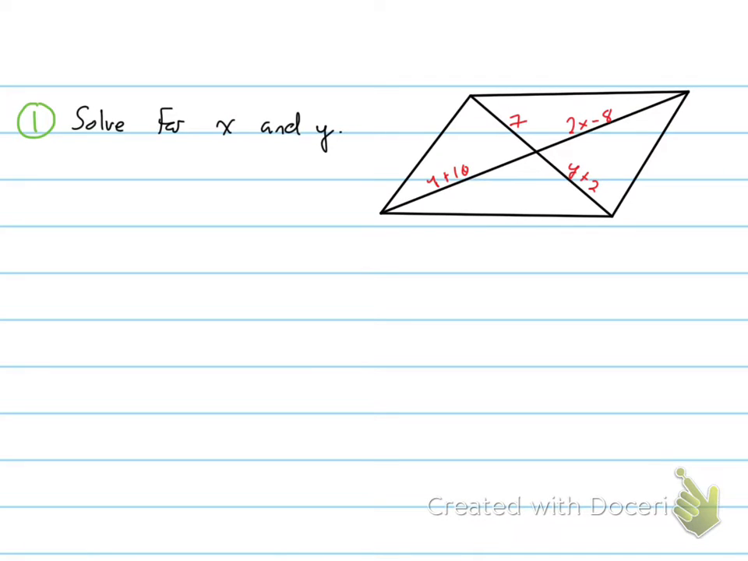I'm assuming that this is a parallelogram in the problem, and I know that I'm looking at the diagonals here, and I know that they bisect each other, or they're cut in half. So I can set up two equations there. I have x equals y plus 2, and then I have y plus 10 equals 2x minus 8.